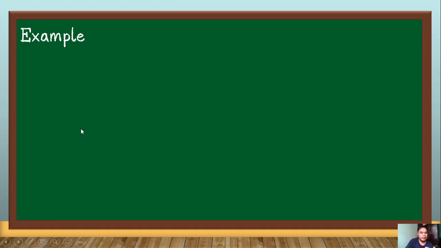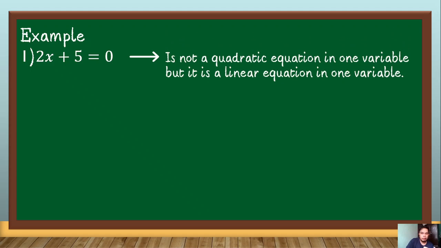Okay, let's have these examples. First example, 2x plus 5 equals 0. Is this a quadratic equation? This is not a quadratic equation, because it doesn't contain an exponent 2. Wala tayong exponent na 2. We only have a base number na 2, pero wala tayong exponent na 2. So we cannot consider 2x plus 5 equals 0 as a quadratic equation, but we can consider it as linear.